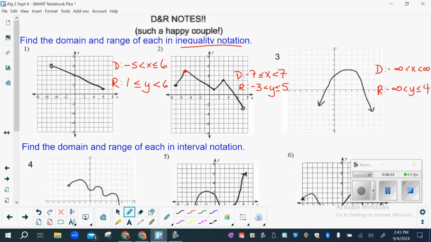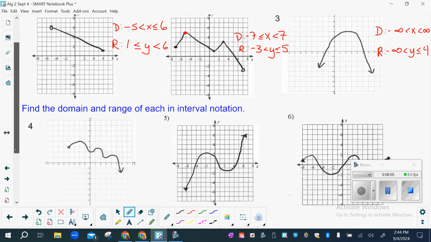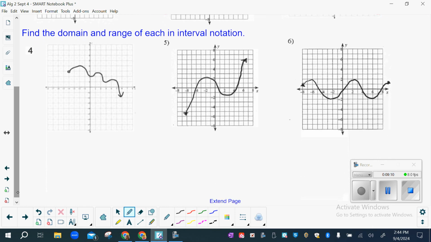Okay, on to number 4. Okay, number 4. My domain on number 4. So domain, remember it's your x value, so left and right. My smallest x value on number 4. -4. Less than x because it's an open circle. And then what's happening on the right? There's an arrow, right? So it goes to infinity.